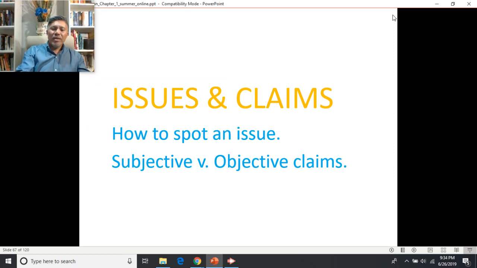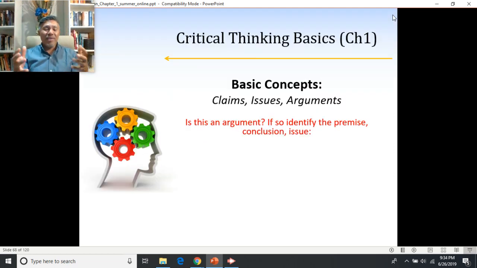Okay, so last lecture we took a look at an argument. What is an argument? And we noticed that an argument always has two parts. There is something to believe in, and there's some reason to believe it. First thing is the conclusion. That's the main point that somebody's trying to make us believe. And the reason to believe it is the premise.